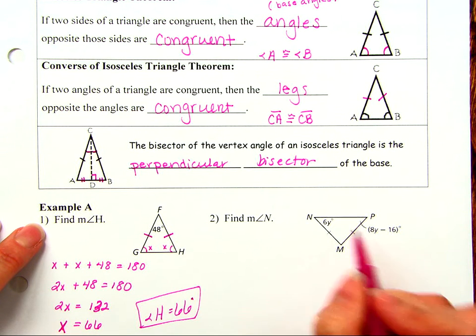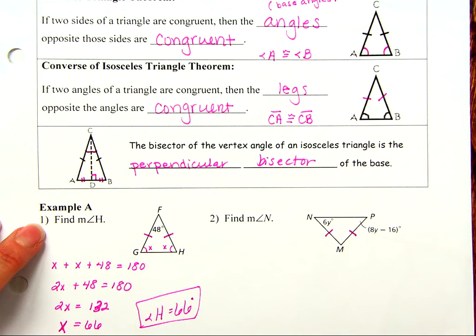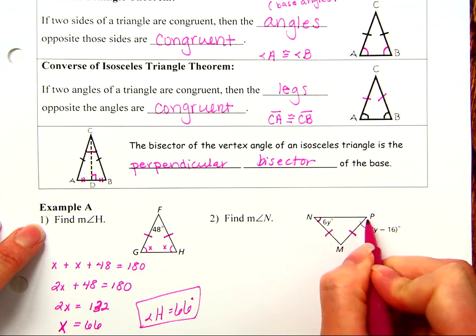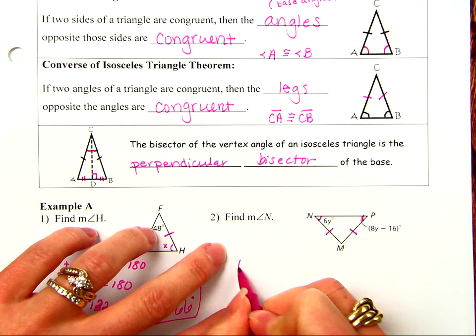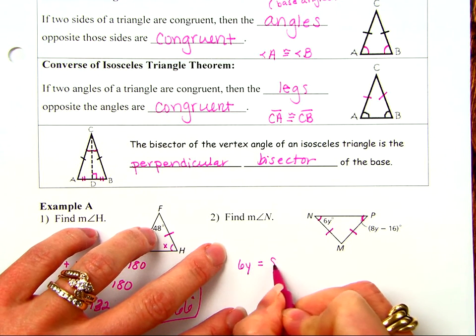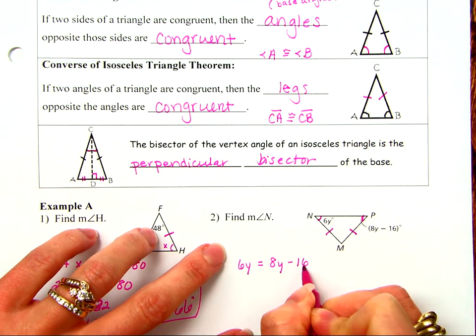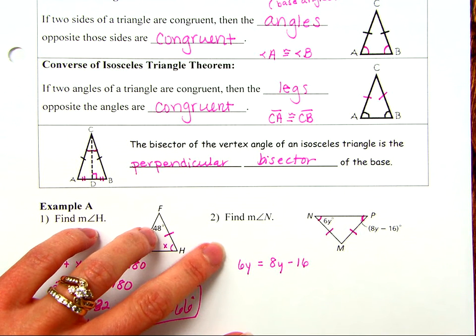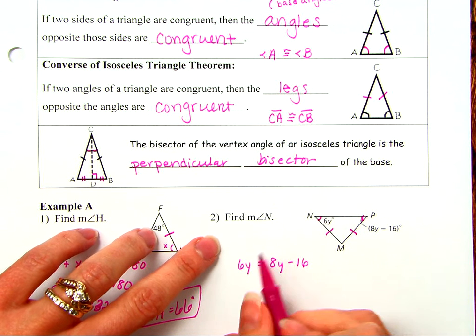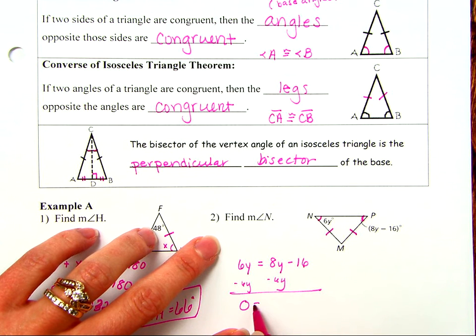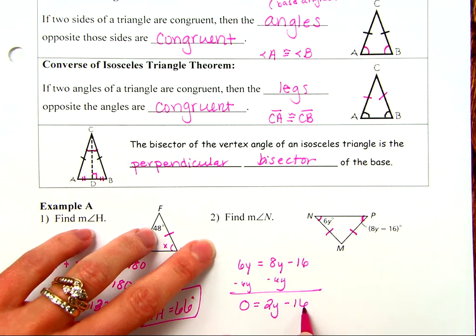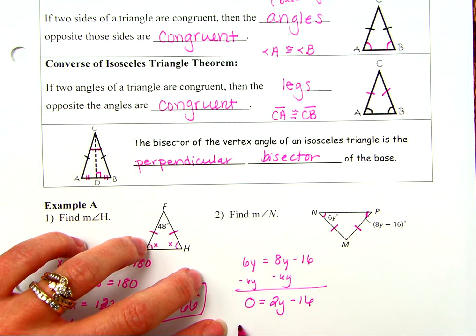In number 2, I again see I have an isosceles triangle, and therefore my base angles will be congruent. Here, my base angles are going to be N and P. And if they are congruent, I then know that 6y would have to equal 8y minus 16. And we would go ahead and solve. If I decided to subtract my 6y, which some people may do, I have to remember that I'm going to put that equal to 0. And then I'm going to add my 16 over.